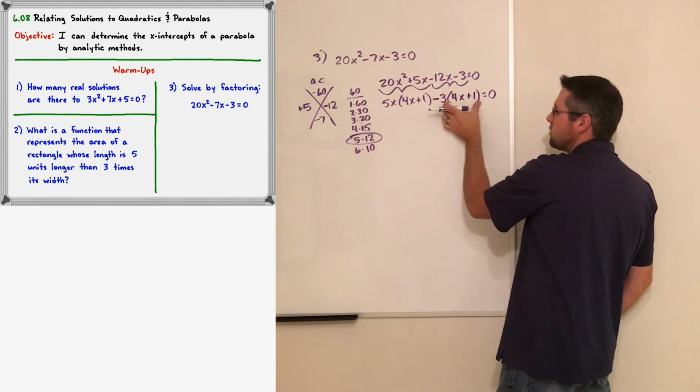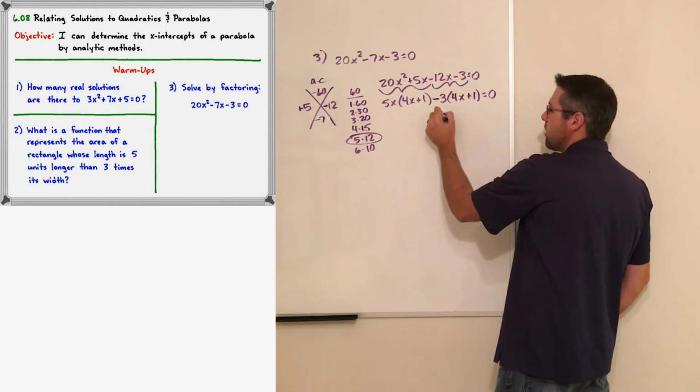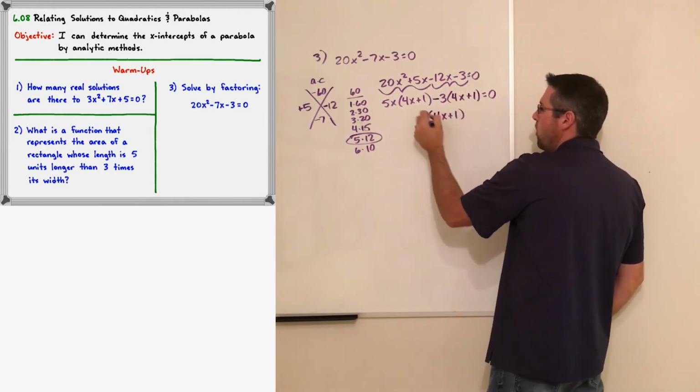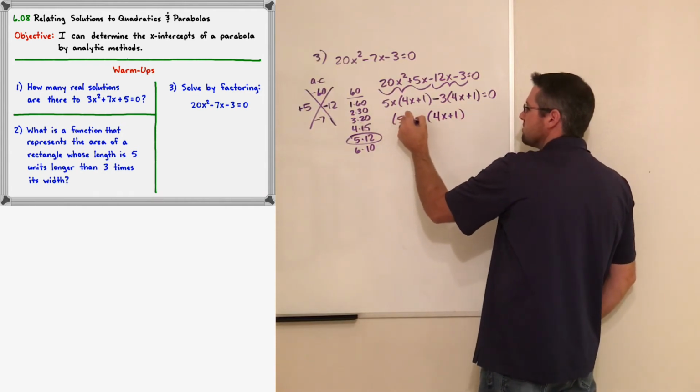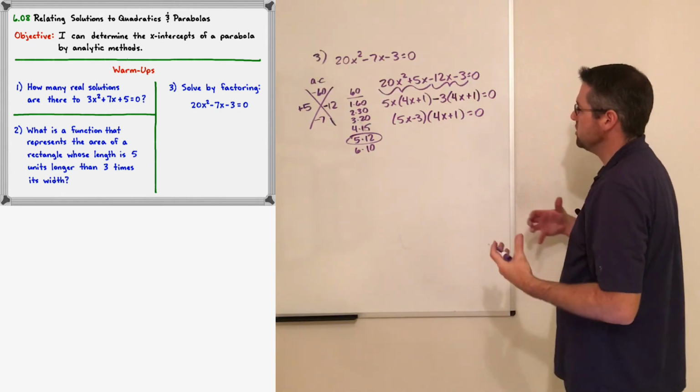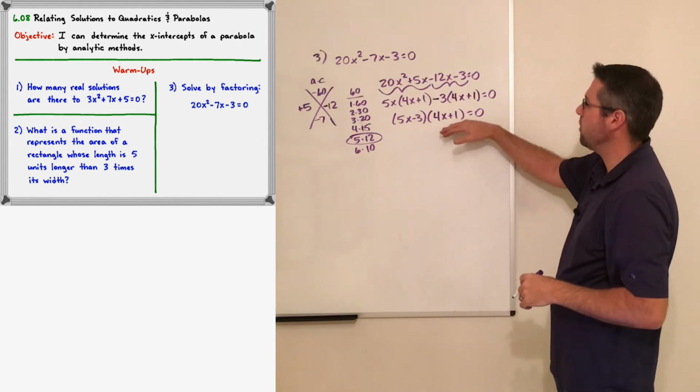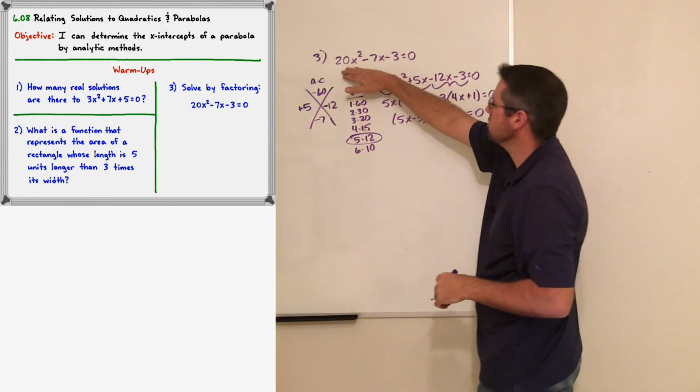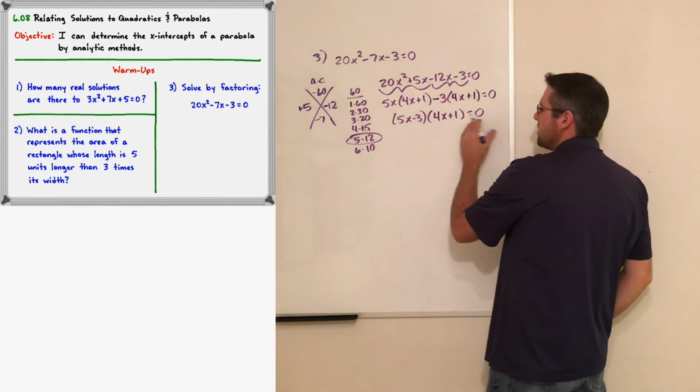The greatest common factor now out of these groups is 4x plus 1. And what would be left over is the 5x minus 3. And that would be equal to 0. We always do want to check our work. If we distribute this all back out, we want to make sure that it matches our original standard form. From here, we apply the zero product property.